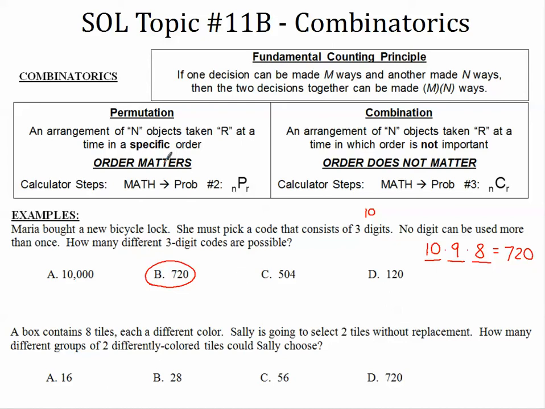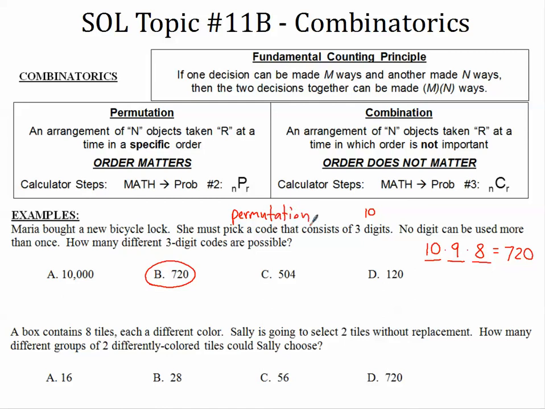Think about it in terms of permutation versus combination. We're talking about a bicycle lock and a code for the bicycle lock. The code, of course, depends on the order of your digits. So order very much matters. This is definitely a permutation.